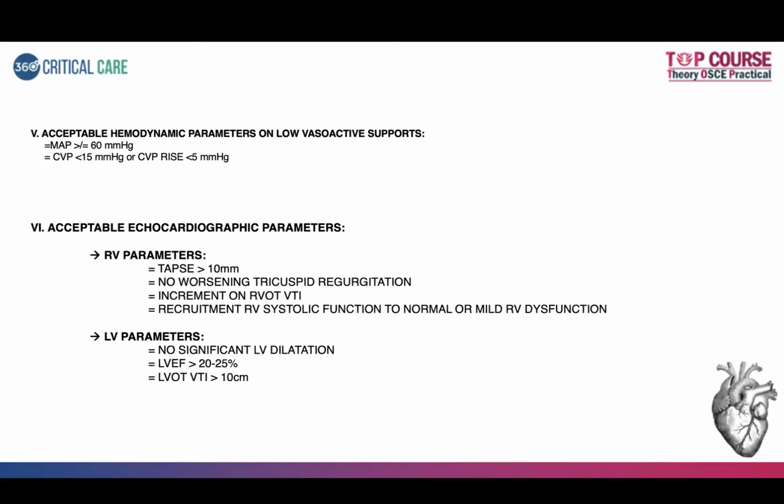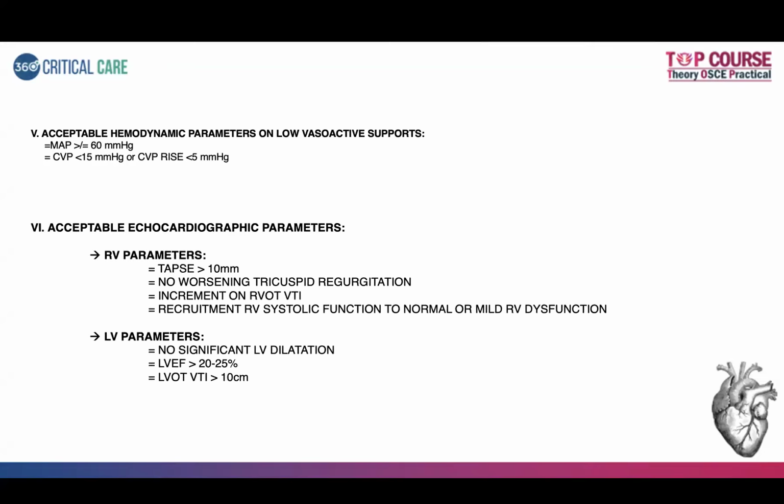And acceptable echocardiographic parameters: you have LV and RV. LV, no significant LV dilatation. There is no LV venting. EF should be more than 25% and LVOT VTI must be a minimum of more than 10 centimeters. Ideally, it should be more than 50 centimeters per second.